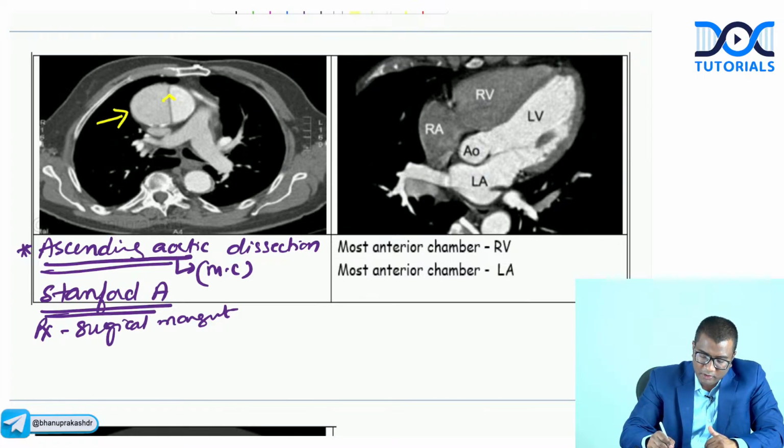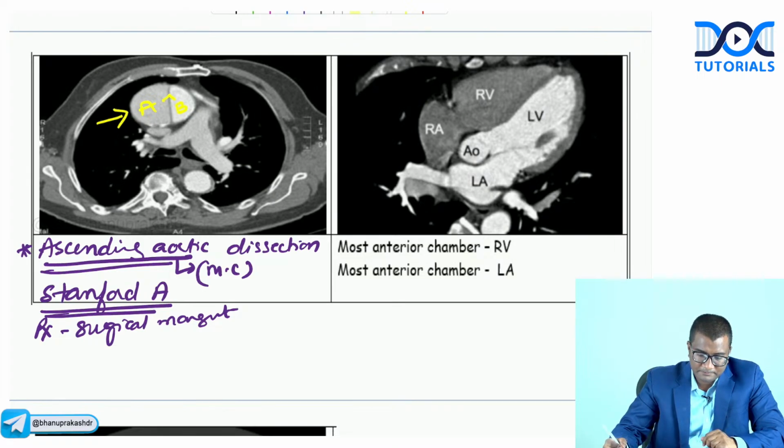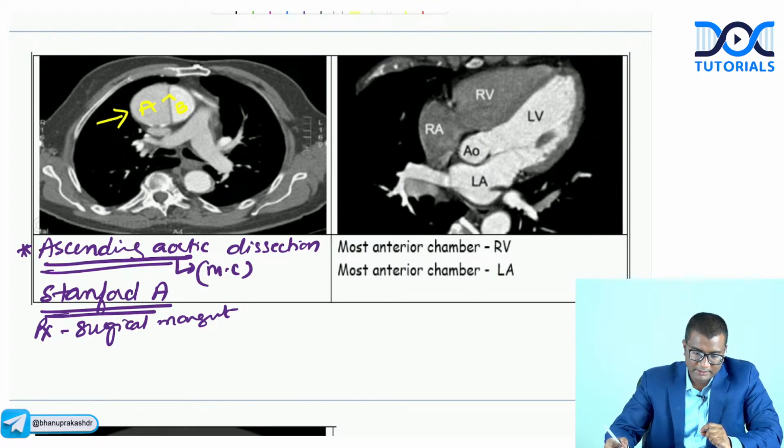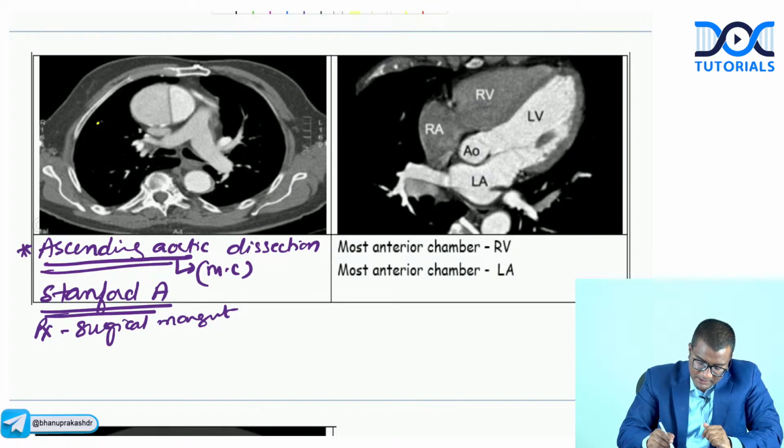And if I ask you among them, which is true lumen and false lumen? Imagine this is A, this is B. Can you tell me which is the true lumen in this? A or B? Very good, very nice. Anything which is smaller, having more contrast, this is true lumen, this is false lumen.